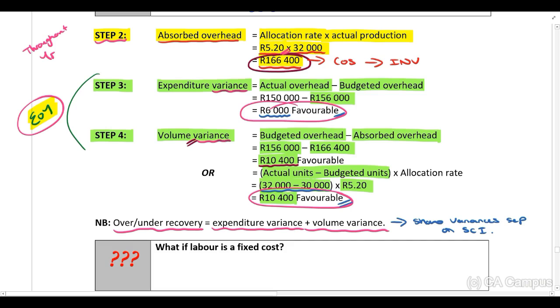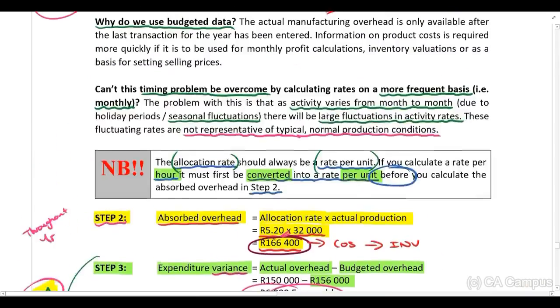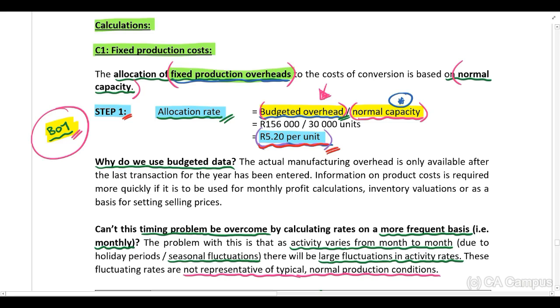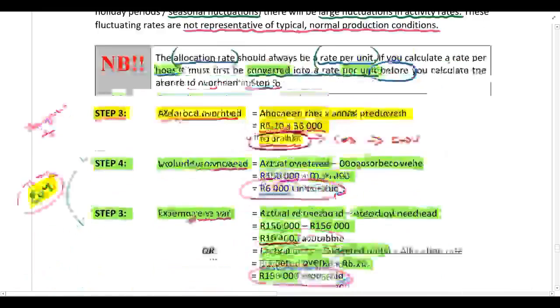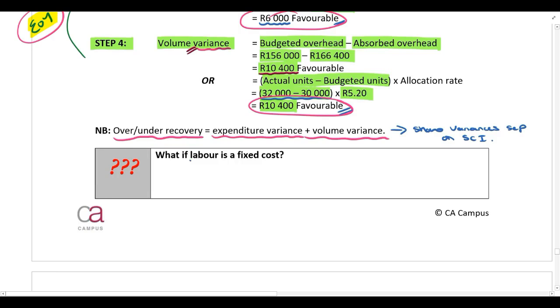All right, so if you have to prepare the absorption costing statement, before you prepare the statement, please work through these 4 steps over here to make sure that you are allocating your fixed costs based on normal capacity. So at the bottom of this page, you will see, what if labor is a fixed cost? If labor is a fixed cost, we know that labor is a product cost, it's not a period cost, so we are allowed to include the cost of labor in our cost of inventory. So if labor is a fixed cost, it also needs to be allocated to production based on normal capacity, meaning that we would need to perform exactly the same calculation as we did above for your overhead.